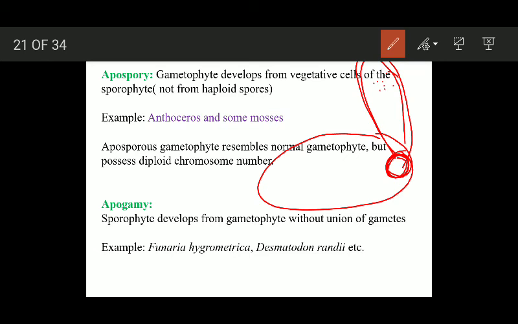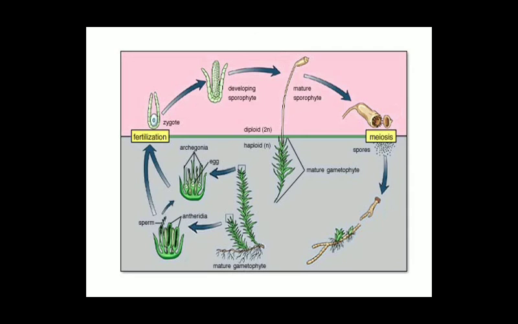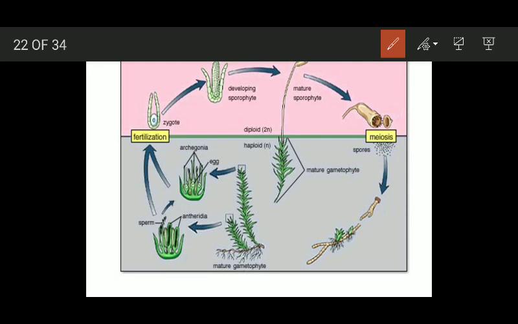And obviously the apogamous sporophytes will have a single set of chromosomes, they will be haploid. Such sporophytes have been reported in Funaria hygrometrica, Desmotodon arandi. Now looking at the life cycle, you can see here you have haploid gametophytes. These are the mature haploid gametophytes. They produce the archegonia, which contain eggs, and antheridia, which contain antherozoids.